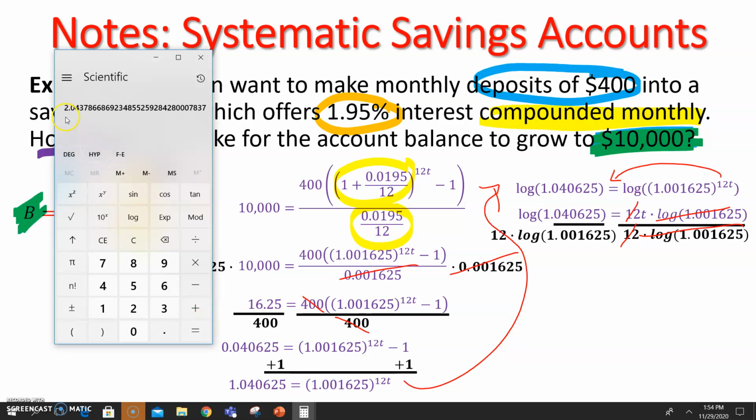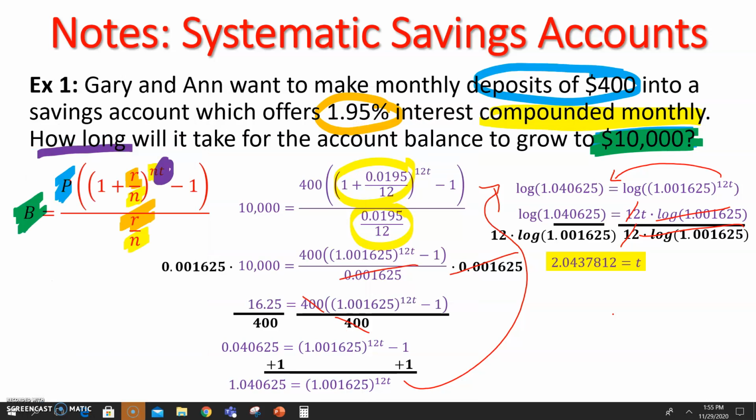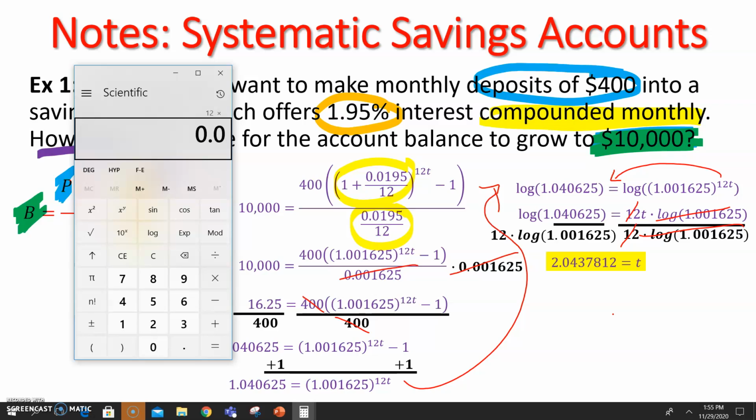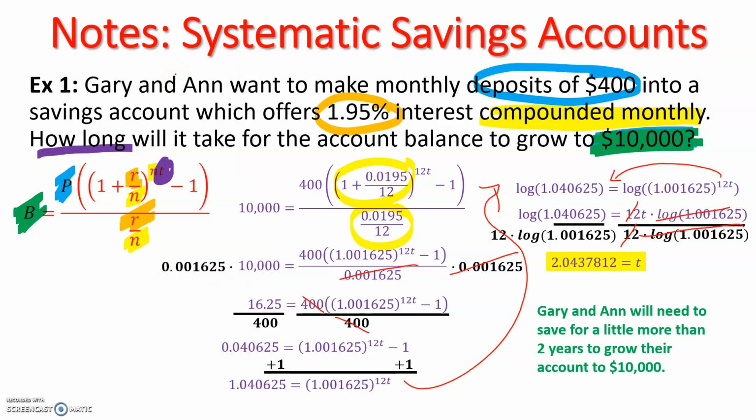And it's saying about 2.0437 years. I'm going to write out a few digits: 2.0437812, which is about 2 years, right? Just slightly over 2 years. Probably at this point, not even a full month. I mean, let's check. So we know there are 12 months in a year. A 0.04, yeah, is like half a month. So about 2.5 months. So Gary and Ann will need to save for a little more than 2 years to grow their account to $10,000.